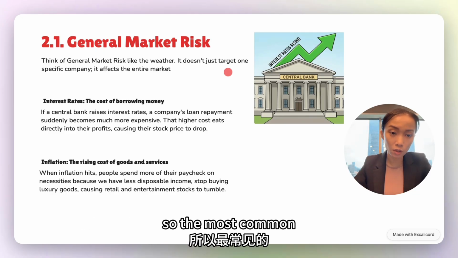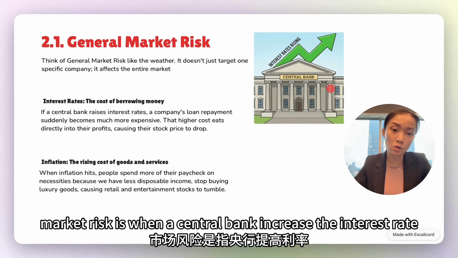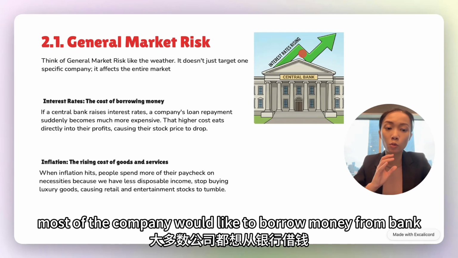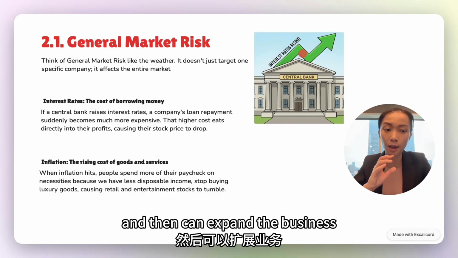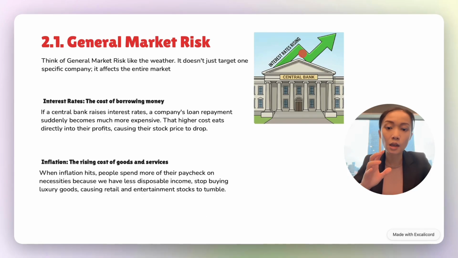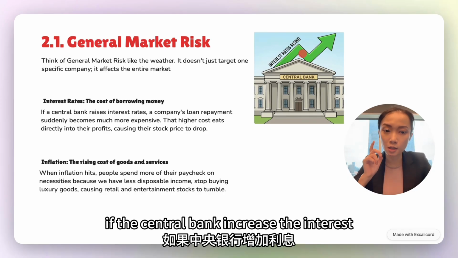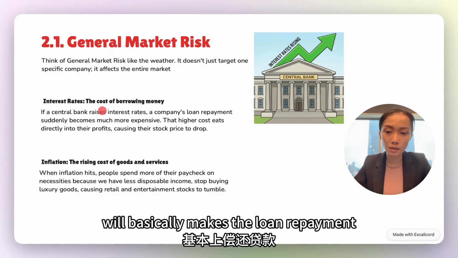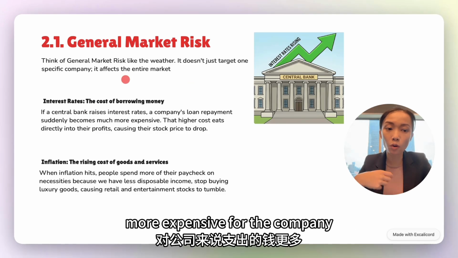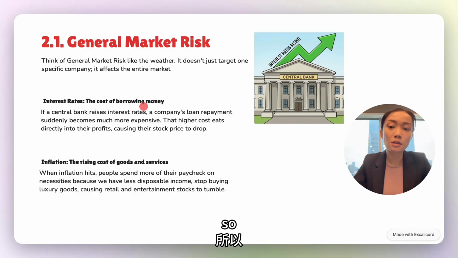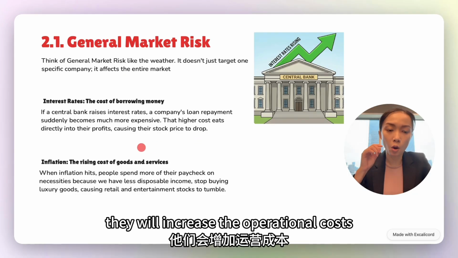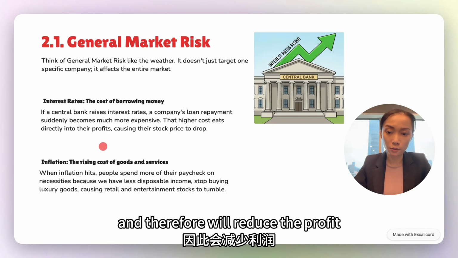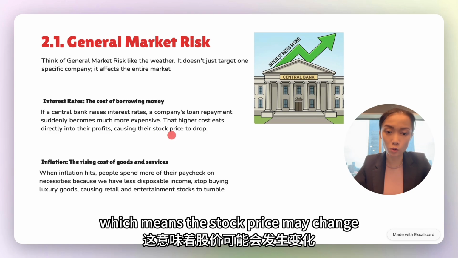So the most common market risk is the central bank increasing the interest rate. Now, most companies like to borrow money from the bank and then expand the business. If the central bank increases the interest, well, basically it makes the loan repayment more expensive for the company. So they will increase the operational cost and therefore reduce the profit. Which means the stock price may change.